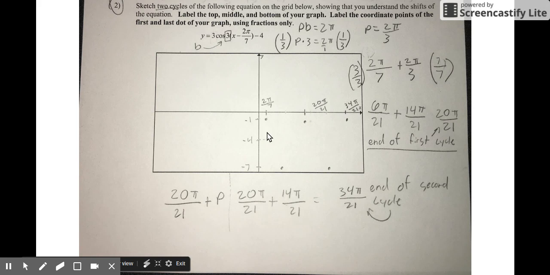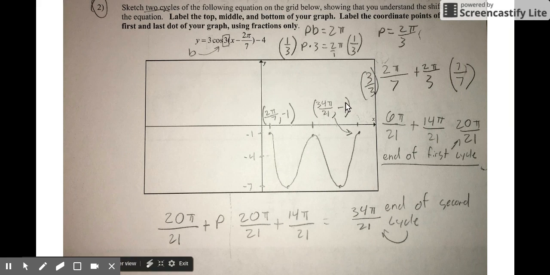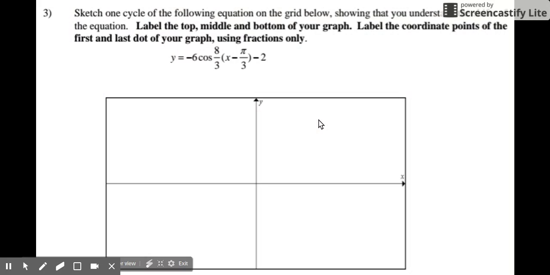All right, so now we have one for you guys to try. Whenever you're ready, you can pause the video and come back for the answer after you try it. So you can pause now.